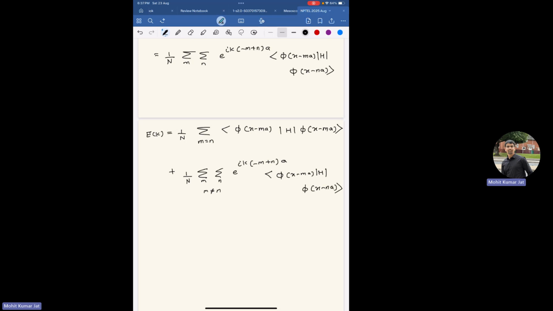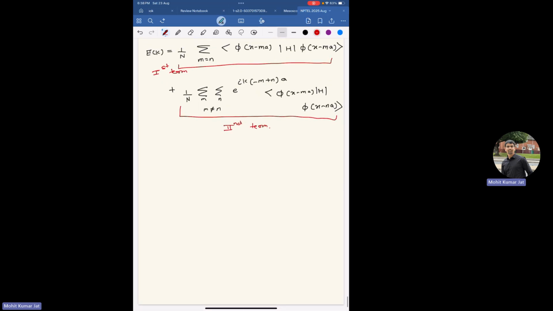Remember, here we can't delete those terms, because the Hamiltonian has some factor which will enhance the superposition because of the potential, which I will discuss. So we can't just simply ignore the second term. This will be the first term, and this will be the second term. Now it depends on the type of Hamiltonian to determine the energy.